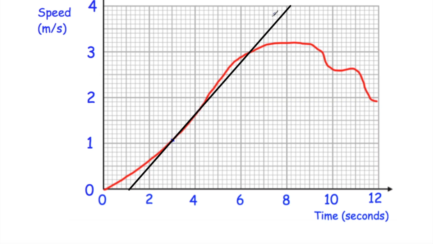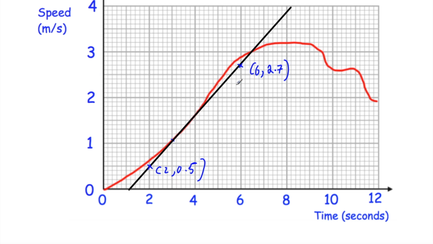Now we want to find the gradient of that tangent, and that gradient will be our estimation of the acceleration of the toy car. So let's find 2 good points on that tangent. I think that's a good point there, the point 2, 0.5, because it's 2 across and 0.5 up, halfway between 0 and 1. And then another good point would be this one here, the point 6, so it's 6 across, and then it goes up to 2.7.